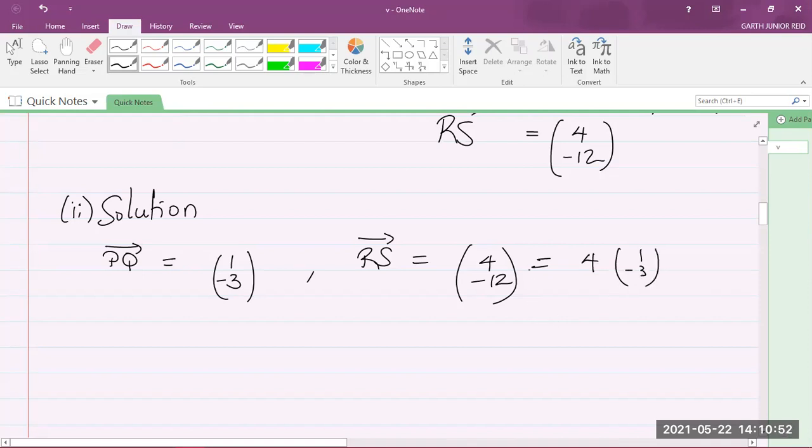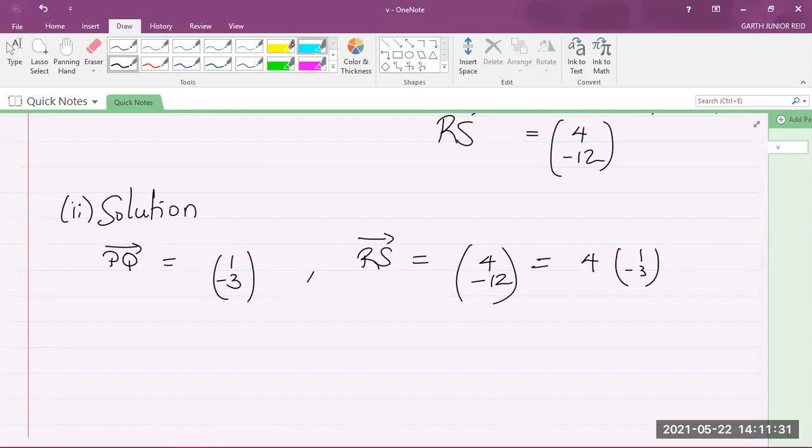Why could I do that? Because 4 is a common factor of both of the elements inside the brackets. If I factor out a 4, I will get 1, negative 3 remaining. If you perform the scalar multiplication again, it will still give us back 4, negative 12, because 4 times 1 is 4, and 4 times a negative 3 is a negative 12. So the vector RS is 4 times 1, negative 3.